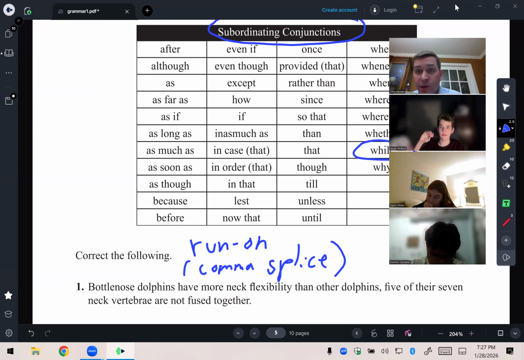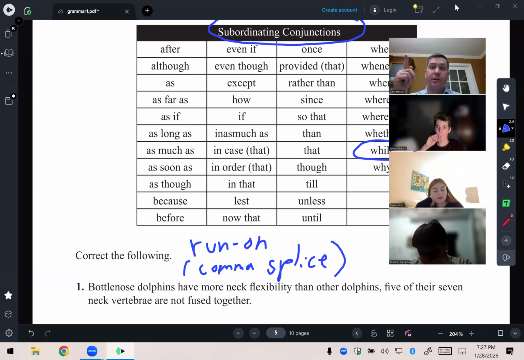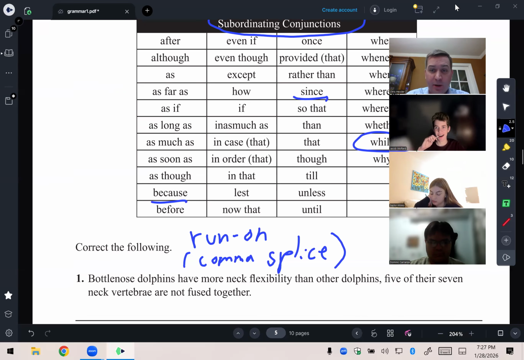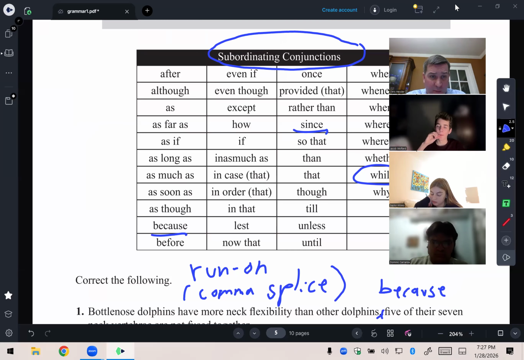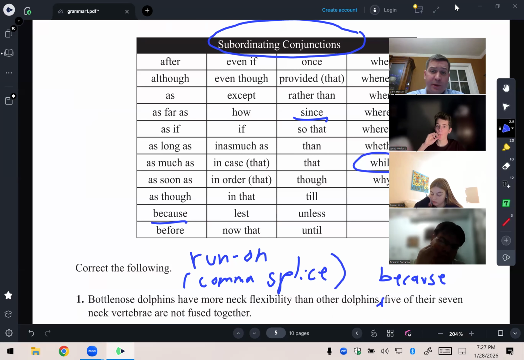Yeah, since. What'd you say? Yeah, since or because, either one, I think. Maybe I'll read it with because. Oh, my other question, comma or no comma? If we use those ones, where's since? There it is. No comma. Yeah, he's making the universal sign for no, and he's right. So we could just put because or since here. I'll read it the other way. Bottlenose dolphins have more neck flexibility than other dolphins because 5 of their 7 neck vertebrae are not fused together.